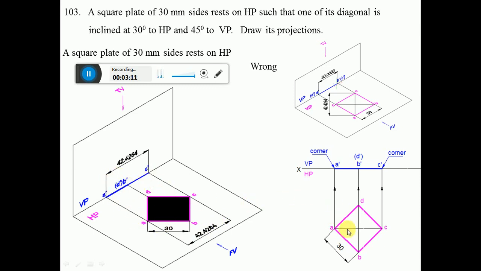When you look in the orthographic view, you can see a square lamina, or a square plate of 30 mm side, resting on HP such that it is perpendicular to VP. So the surface is perpendicular to VP. This is how the initial position looks. Here also we have got the front view as a line. When you look from the front view, ABC is near to the observer, so A dash, B dash, C dash is visible. D is away from the observer, so D dash becomes invisible.